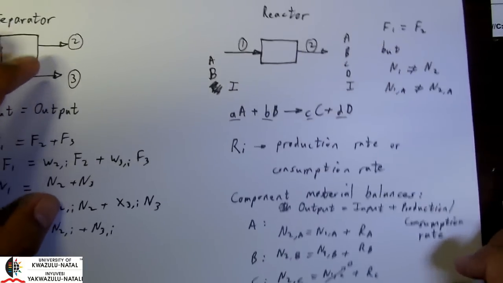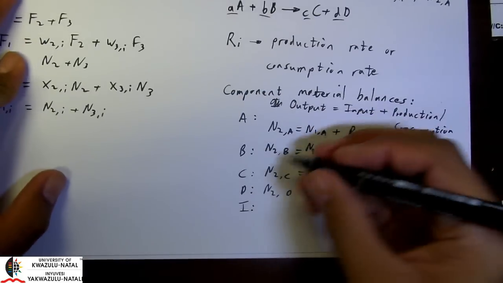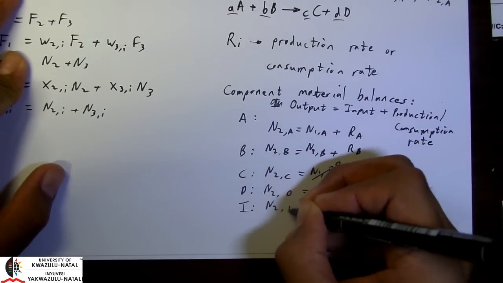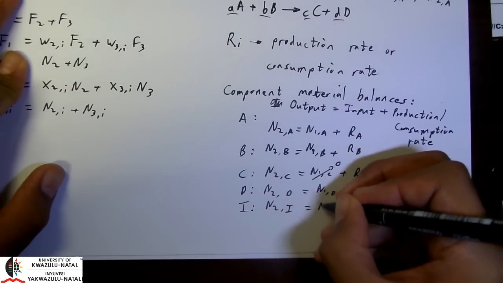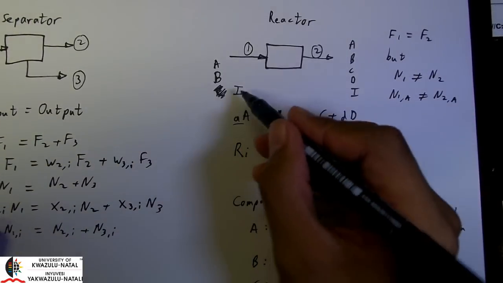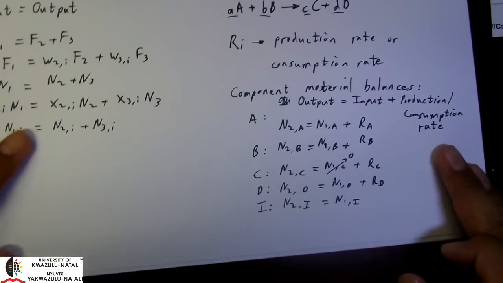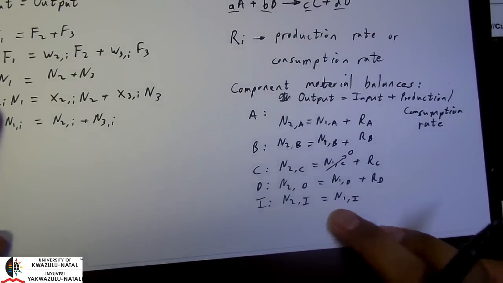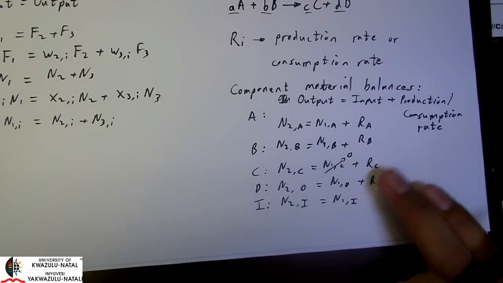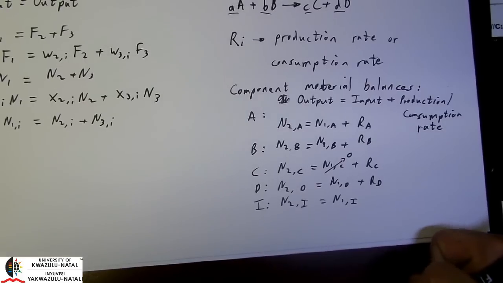I've forgotten to mention one component, and that is our inert component, Ni. That will simply be N2I is equal to N1I. Since nothing happens to I in the reactor, it's inert, so the output will be equal to the input. So the reaction changes the output, whereas if something is inert, it will just go through the reactor and will not change in mass or molar terms.